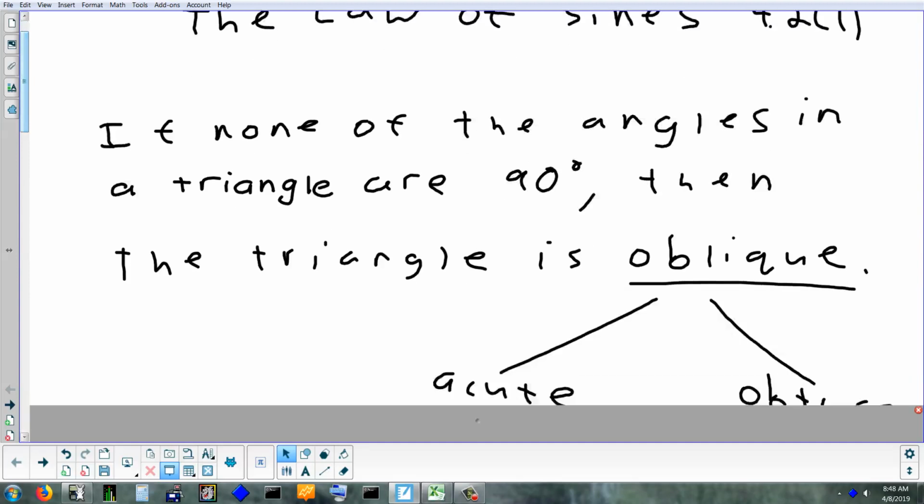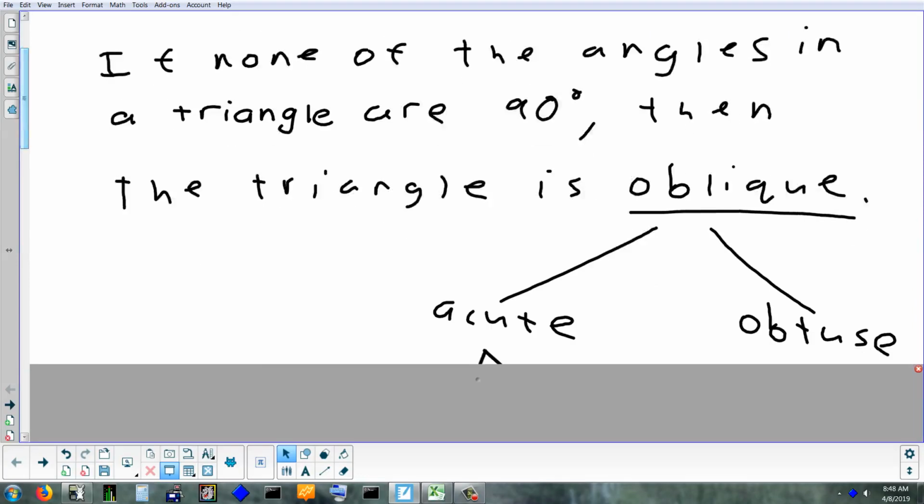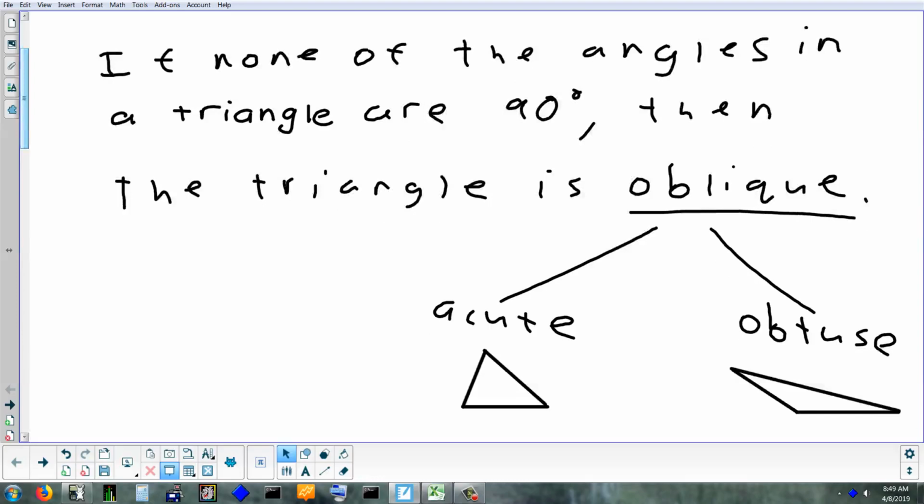So under oblique, there's really two different types of triangles. We're not really sketching things to scale, so it doesn't matter too much. But the idea is you can have a triangle where all the angles are less than 90. Think of an equilateral triangle. All the angles would be 60, 60, 60. So that's an example of a triangle with no 90s. Or you could have an obtuse triangle. That's a triangle with one angle bigger than 90.